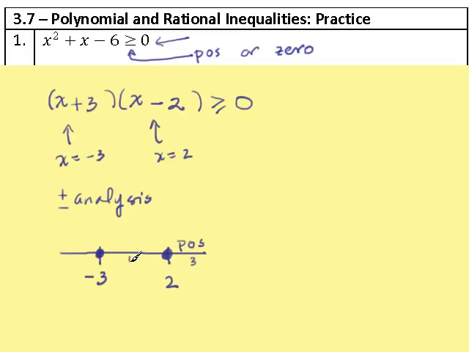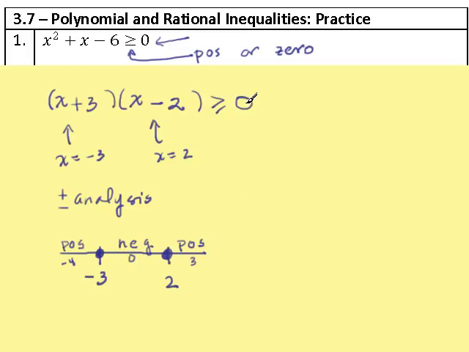Let's say we substitute a number in between minus 3 and 2, like 0, and we have 0 plus 3 is positive and 0 minus 2 is negative. So we have a positive times a negative, which is negative. So our polynomial is negative between minus 3 and 2. And now let's substitute in to the left of minus 3, let's say a minus 4. And we have the first factor is negative, and this one also negative. Negative times negative is positive. So that's our plus-minus analysis.